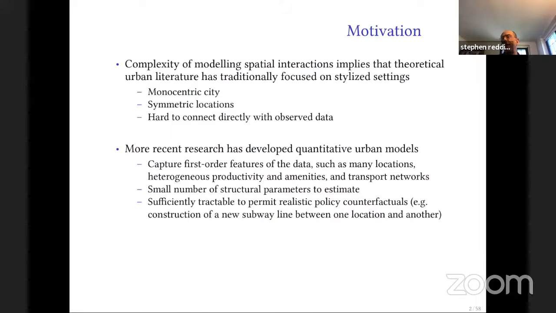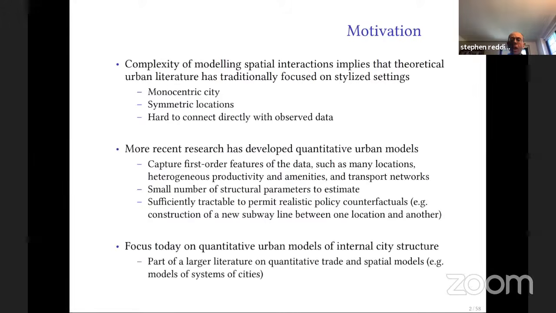For example, we might think of a real-world scenario where a policymaker wants to build a new subway line from location A to location B, and we can directly use the model to simulate a counterfactual for what the impact of that policy intervention would be on the spatial organization of economic activity. What I'm going to focus on today is a set of quantitative urban models that are designed to look at the organization of internal economic activity within cities. But of course, these are part of a wider body of research on quantitative trade and spatial models on which many of you are working.